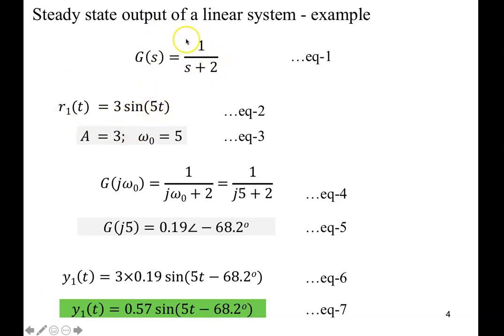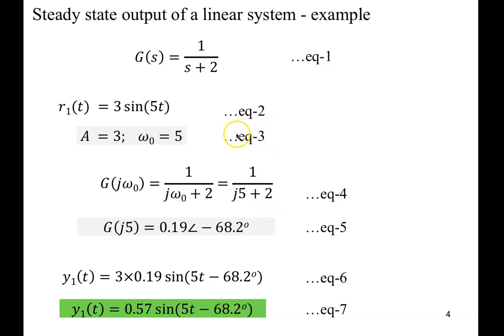Therefore, I'm going to replace all the s's in the transfer function by j omega naught, in which case it's j5. So 1 over s plus 2 becomes 1 over j omega naught plus 2. Omega naught is 5, so it's 1 over j5 plus 2. Now that's a complex number, in kind of rectangular form, but it's 1 divided by that.